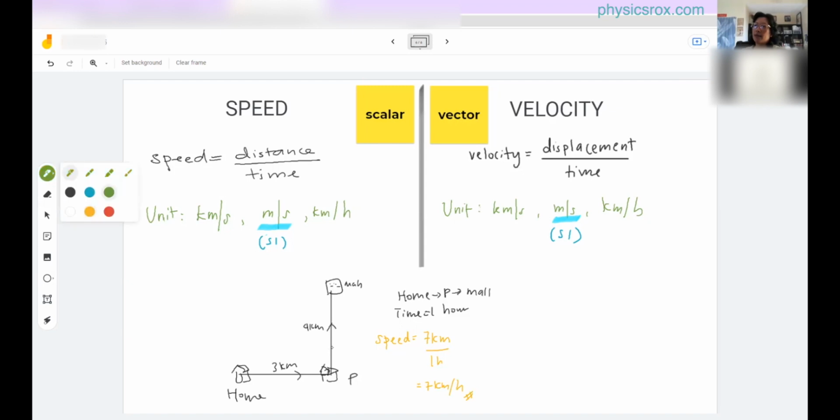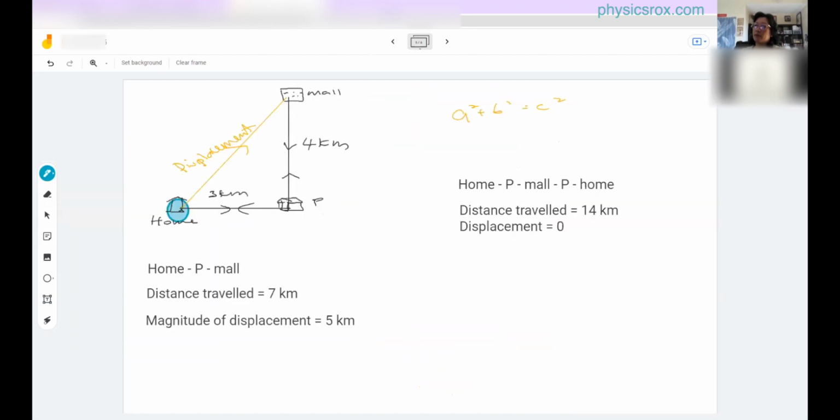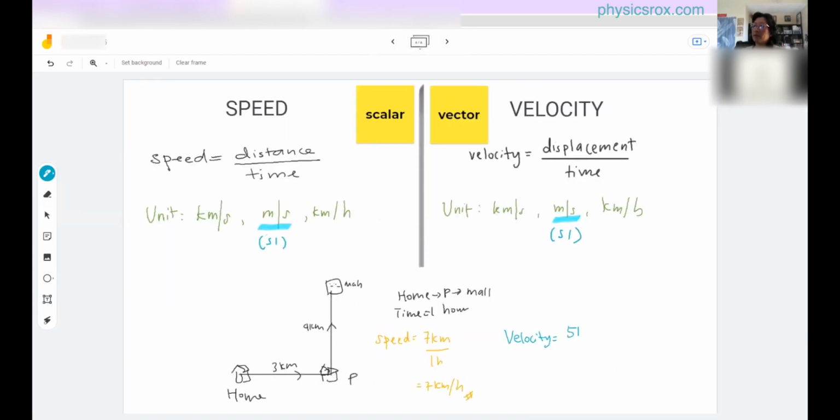But when you calculate velocity, you take displacement. So displacement, you counted for me already is 5 km. So it's 5 km over how much time? The time doesn't change, because you really took 1 hour to go from home to P to mall. So your time stays the same. So in the end your velocity is 5 km per hour. If displacement is 0, velocity is 0, because 0 divided by something else is always 0.